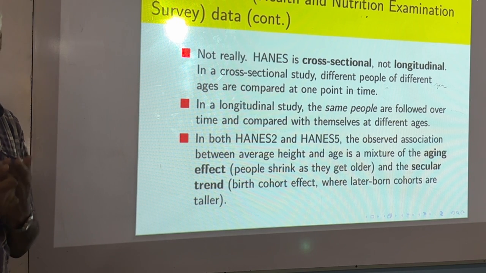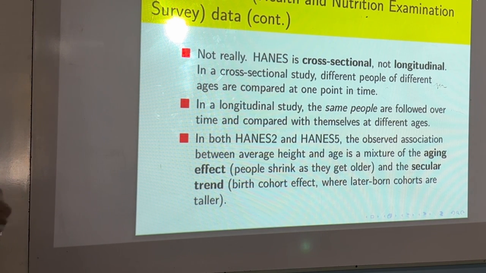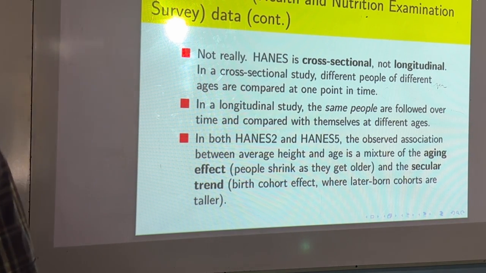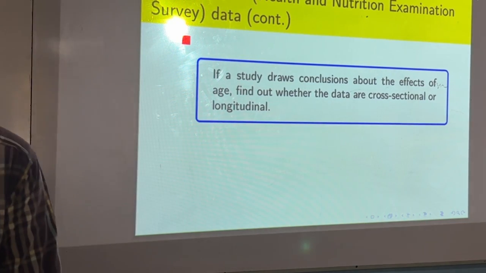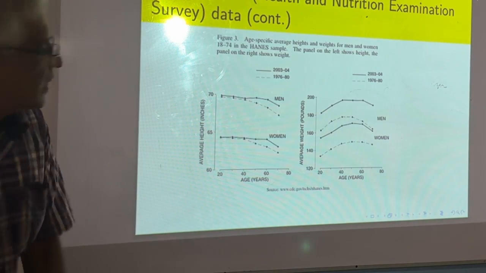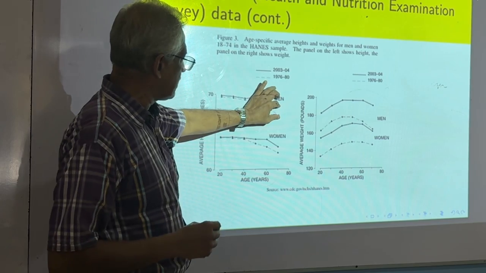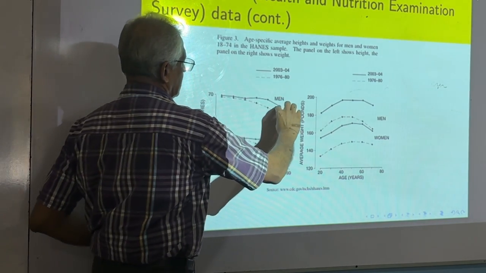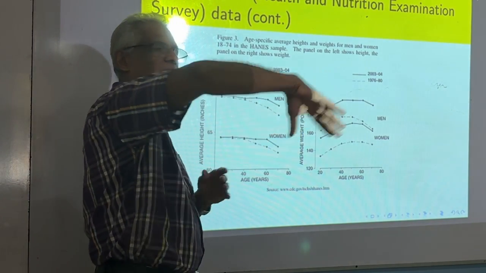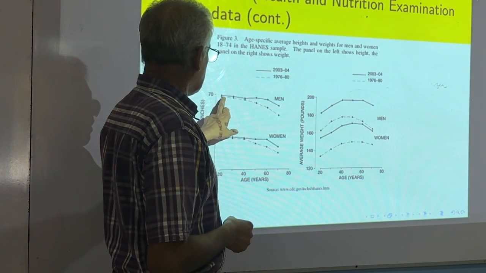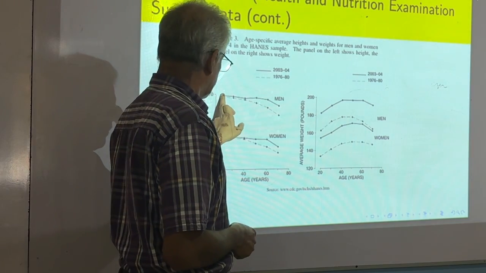But more than that, what you have is something called the secular trend. Secular means long term: a long-term trend changing the mean. That's what is explained by this gap here. This gap has occurred because of two reasons. One is the aging effect, plus something called the secular effect. Here, it is mainly the secular effect.